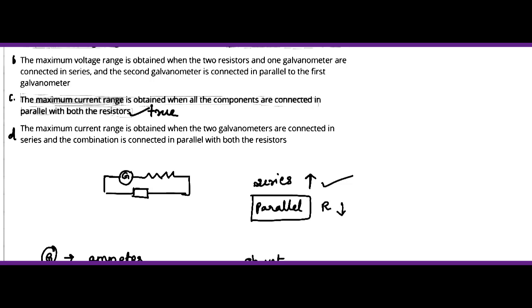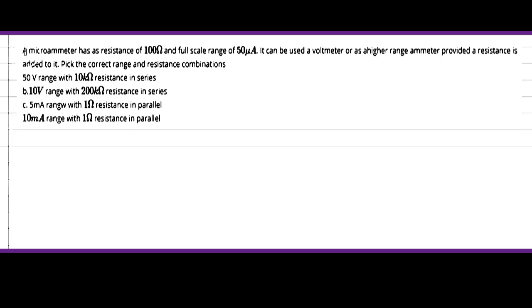Okay. Hello students, our question is: a microammeter has a resistance of 100 ohm and full scale range of 50 microampere. It can be used as a voltmeter or as a higher range ammeter, provided a resistance is added to it. Pick the correct range and resistance combination. So, these four are our options.